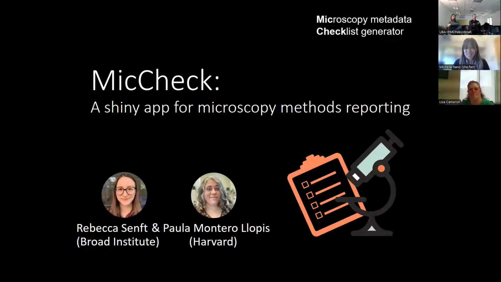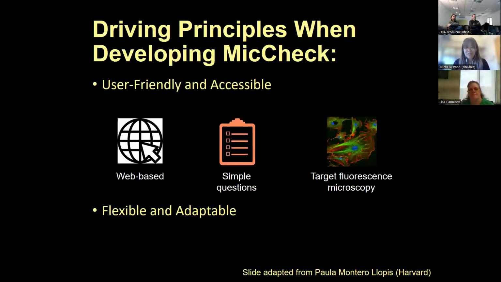So what she did, and this was coded by Rebecca, is it was driven by the idea that we wanted something really user-friendly and accessible to everyone. So it would be web-based, it would be based on simple questions that anybody who was acquiring that experiment would know. And we're going to focus first on fluorescence microscopy, knowing that there are many other modalities that this could then be applied to. And later, we also wanted this to be very flexible and adaptable in ways that those PDFs obviously aren't, right? So instead of being pages that you're crossing out, what can be done for my specific experiment that I did today?